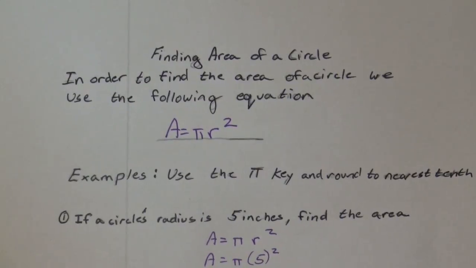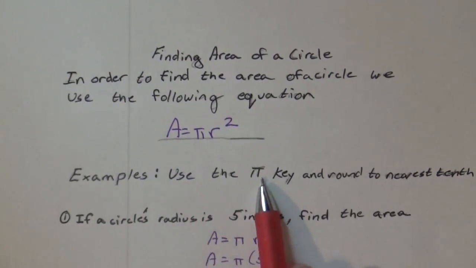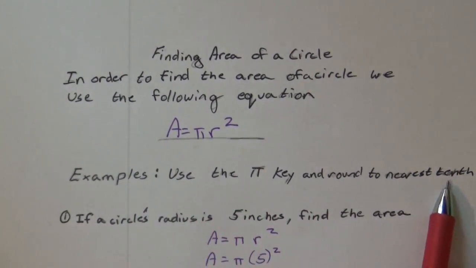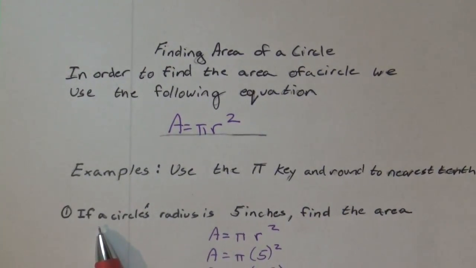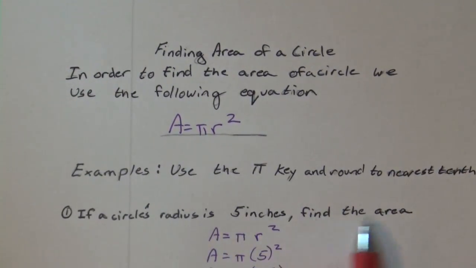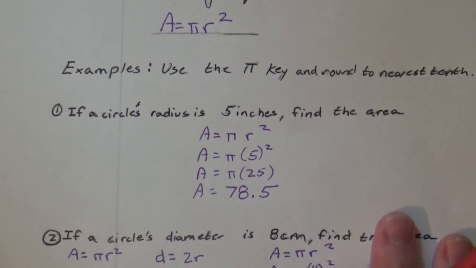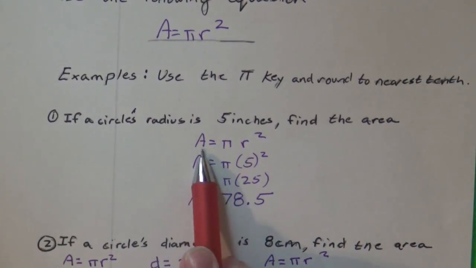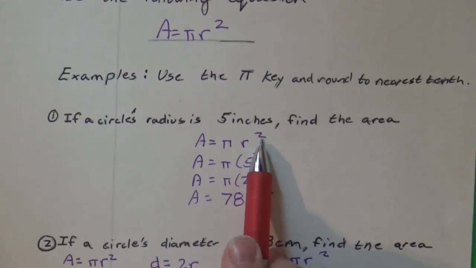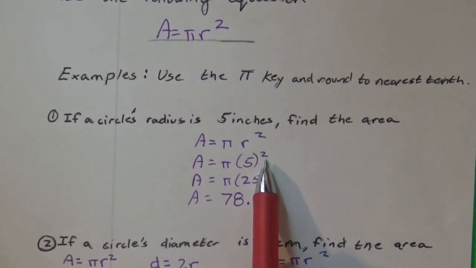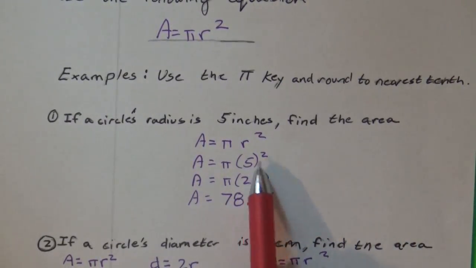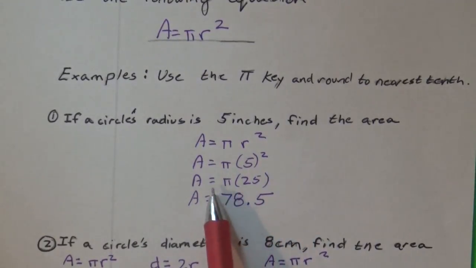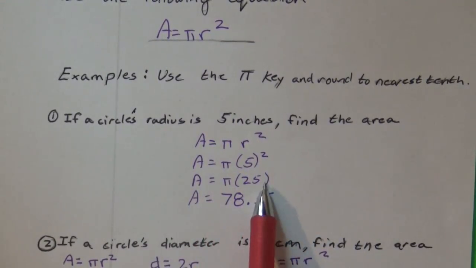Alright, so in these examples I use the pi key and I round to the nearest tenth. So if a circle's radius is 5 inches, find the area. Look at what I did. I said area is equal to pi times r squared. I plugged in my 5 in the place of r, and I said that 5 squared is equal to 25. So my area is equal to pi times 25.